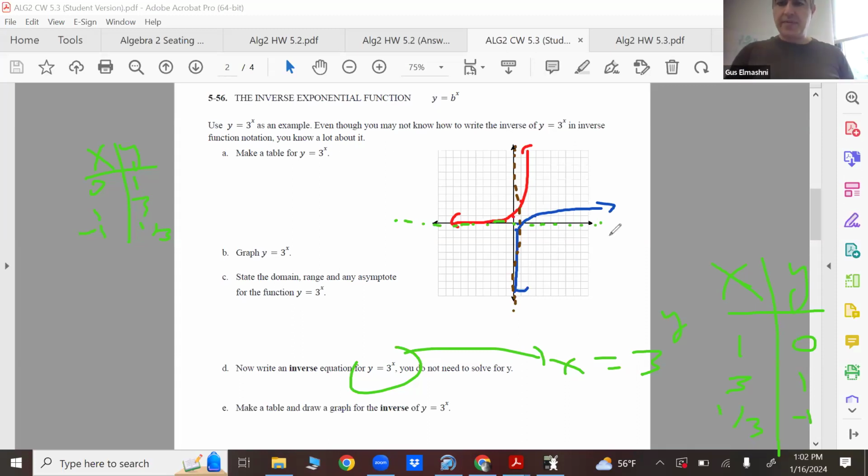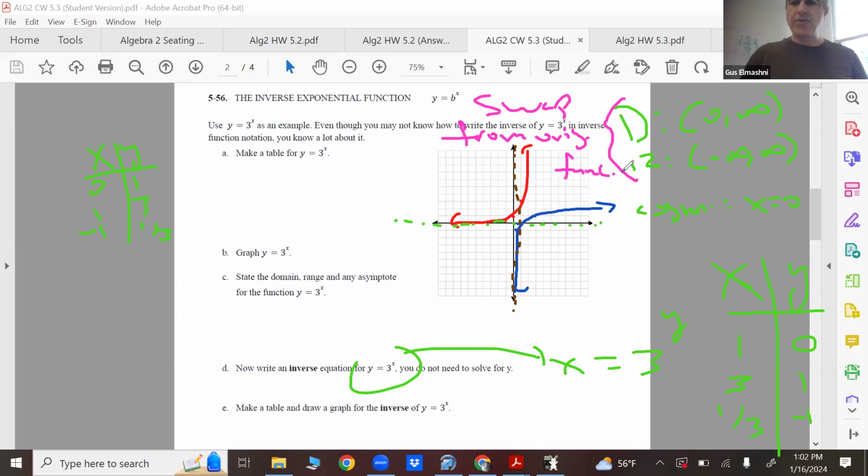And then domain, range. Okay, so domain, range, asymptotes. Let me write it down first, and I'll have a discussion about it. It will be x equals 0. It will be 0 to infinity and negative infinity to infinity. So what happens here, they swap from the original function. They swap.